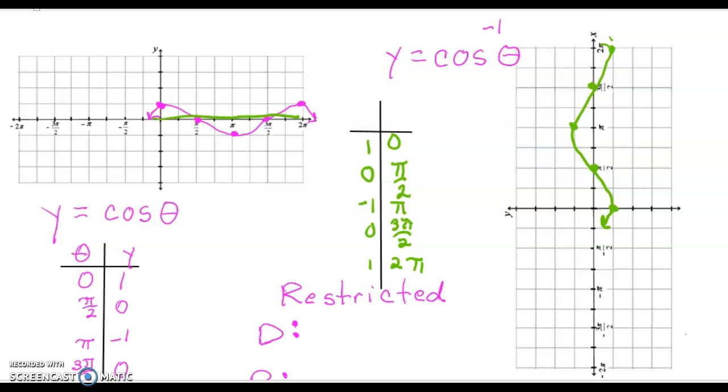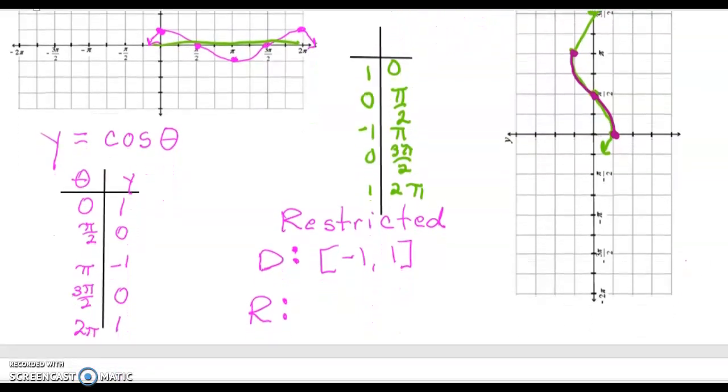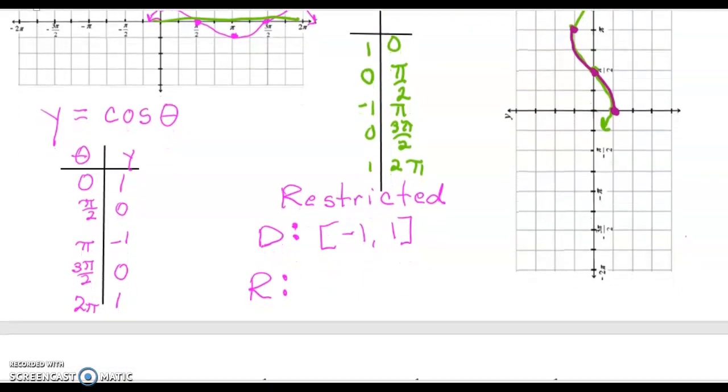So in order for it to be a function, we have to have a restricted domain, and we look at these key points. Those three, if we restrict our domain to -1 to 1, we do have a function in that restricted domain. Notice our range is 0 to pi. This is going to be important for us for cosine coming up.